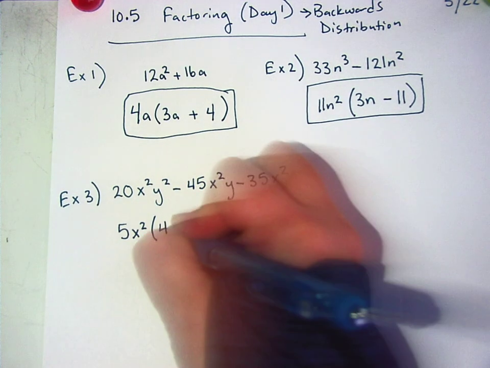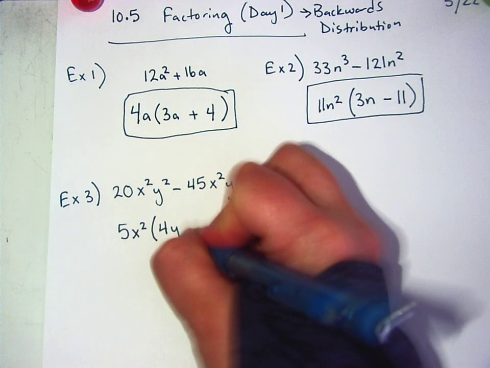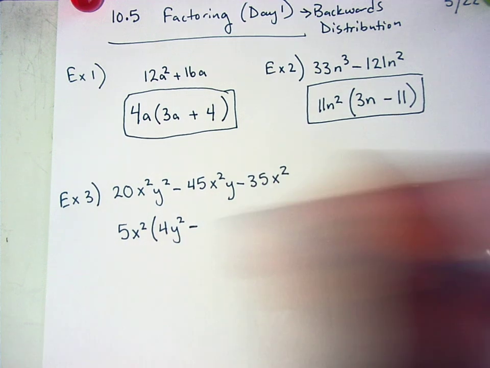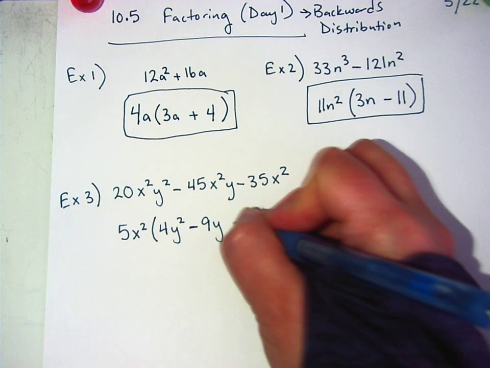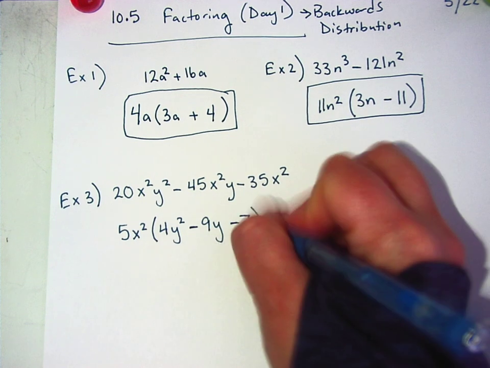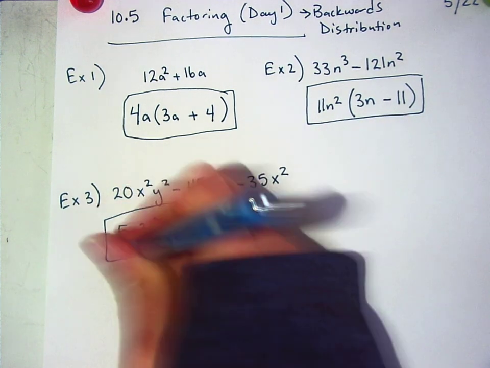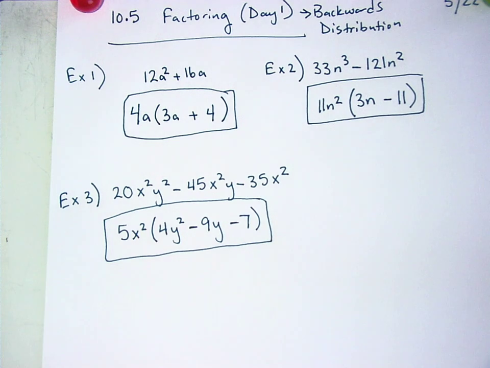There's a 4, y squared. And there's a y squared here. Minus? 9y. Minus 7. And that's it. We did it. It's finished. Remember a second ago when you guys acted like that was the end of the world when I wrote that up? And then we finished it in like a minute?